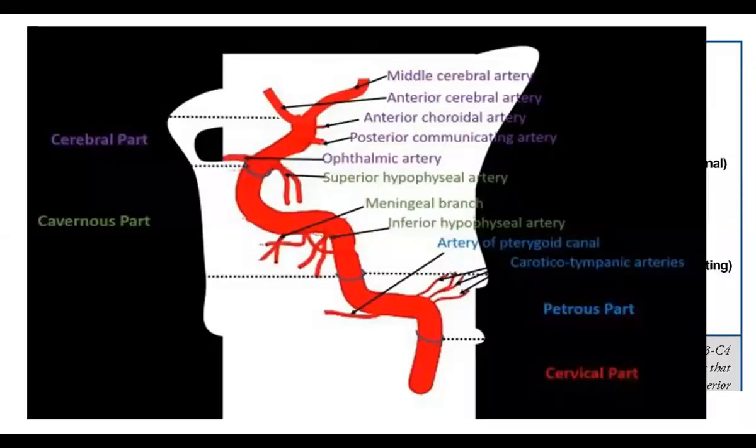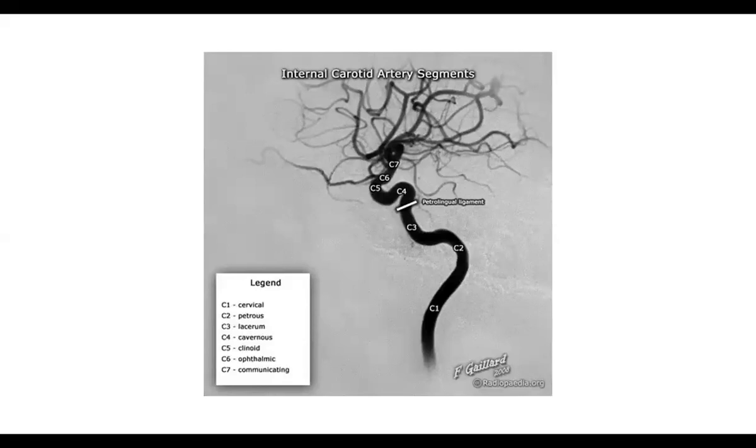Here are the branches of each segment, as we mentioned previously: C1 cervical segment, first, second, third and fourth segments, lateral segment, 5th, 6th and 7th segments, which then divides into the anterior cerebral artery and middle cerebral artery.